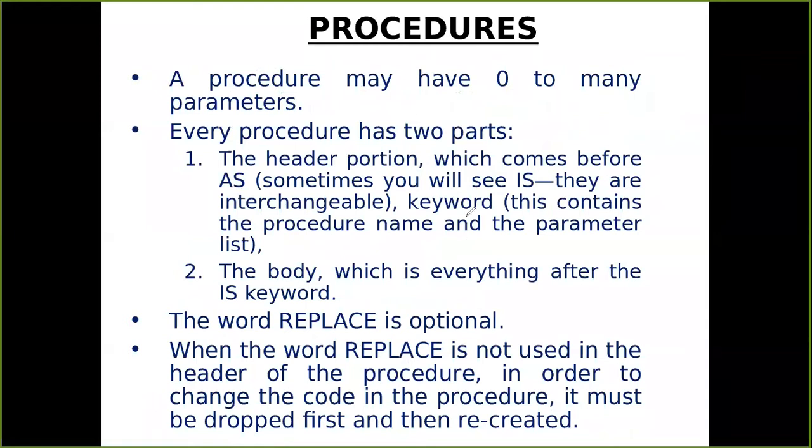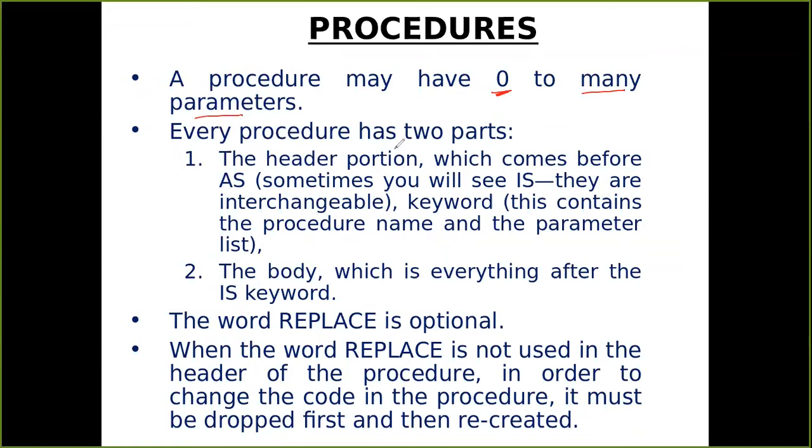Then a procedure may have zero to many parameters. Minimum zero parameters means no parameter has been defined, and there is no upper limit to define the parameters. You can have any number of parameters.